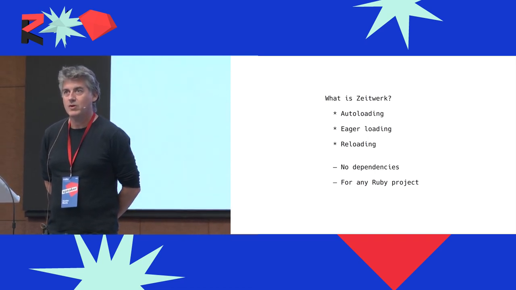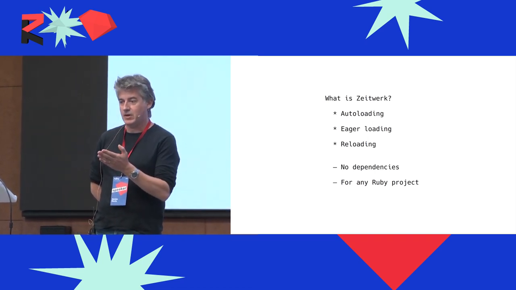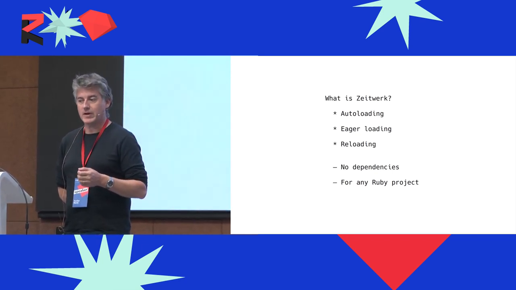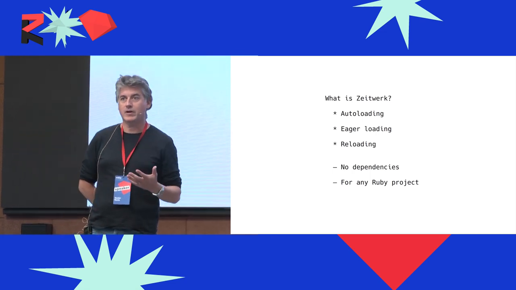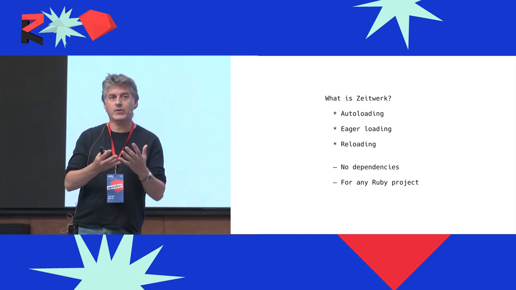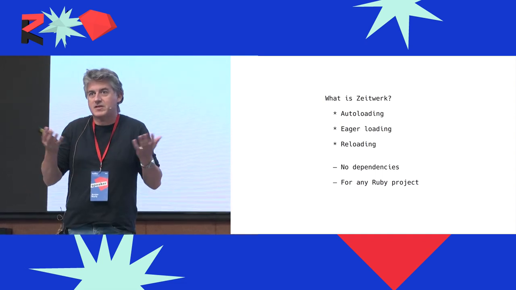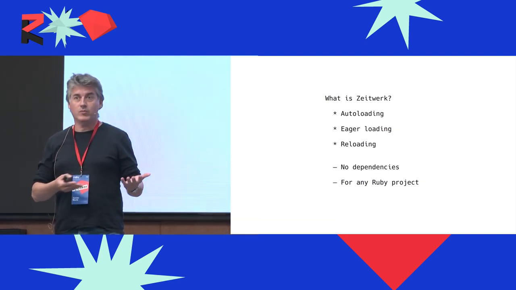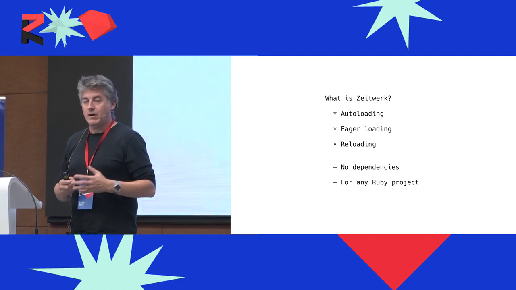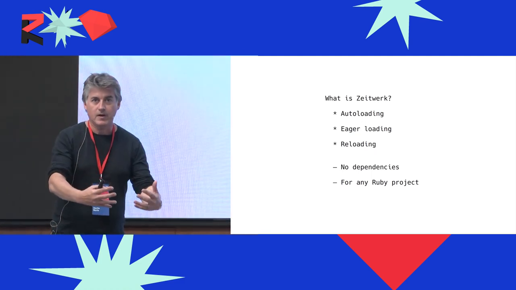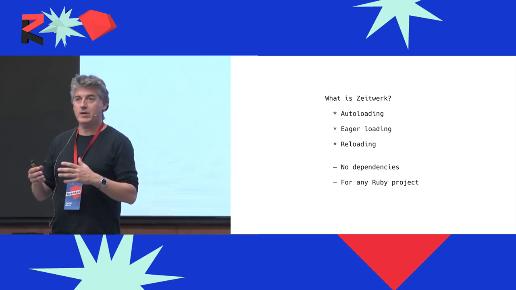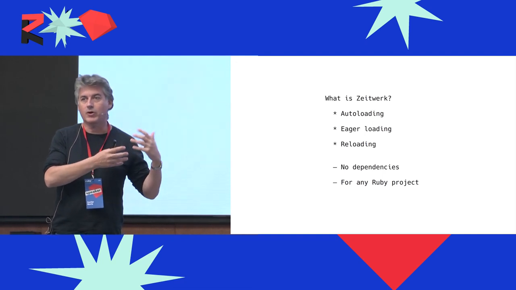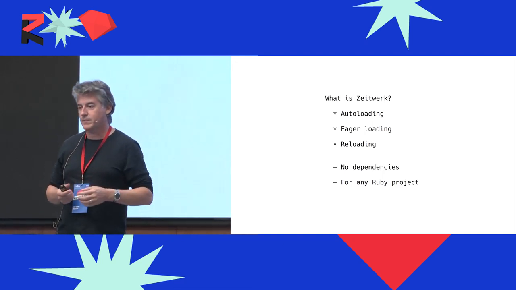So Zeitwerk provides these features: autoloading, eager loading, reloading of code. Autoloading is, if you've done any Rails, you know that you do not write requires. The user class is just available. It's autoloaded from the user.rb file by default in development mode, for instance. Eager loading means loading everything up front when you boot, and reloading is the feature where, when you change a file, something is monitoring that and reloads the code.